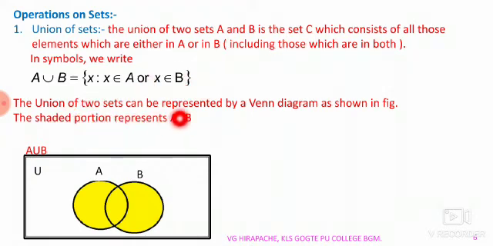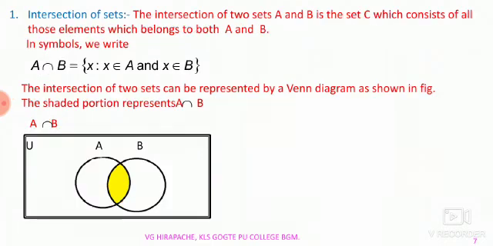The union of two sets can be represented by a Venn diagram as shown in the figure. The shaded portion represents the union of two sets. Now my dear students, this rectangle indicates the universal set. The two closed curves, which are circles, are called the subsets of the universal set. In this case, the shaded portion represents the elements which are in A or in B, or the elements common to both. Such a shaded portion represents the union of two sets.